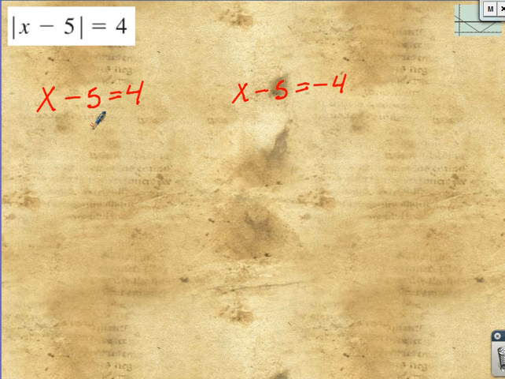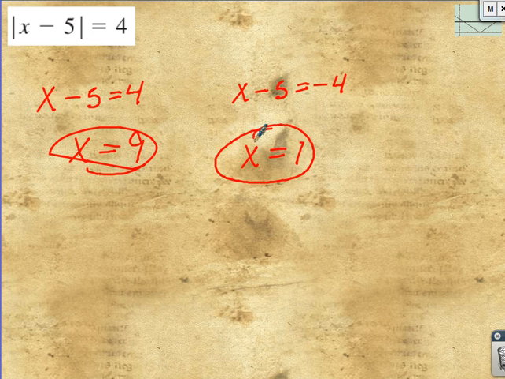Solve each, you're done. So x could either be, move -5 over by doing +5, 9. Or x could be, move -5 over by doing +5, you get 1. Plug it in and check it. 9 minus 5 is 4. The absolute value of that is 4. 1 minus 5 is -4. The absolute value of that is also 4. True statement.